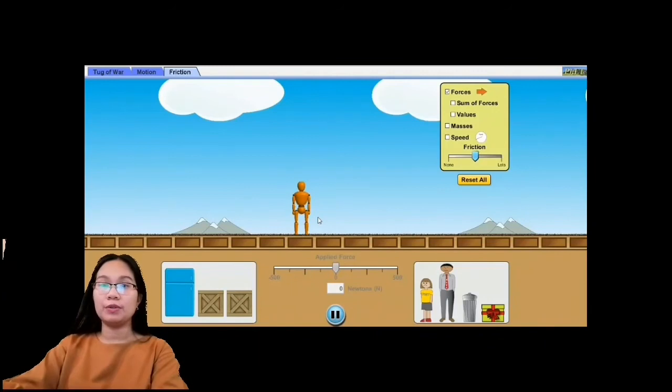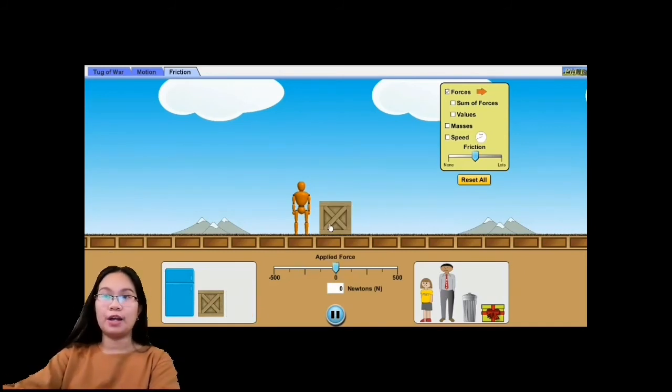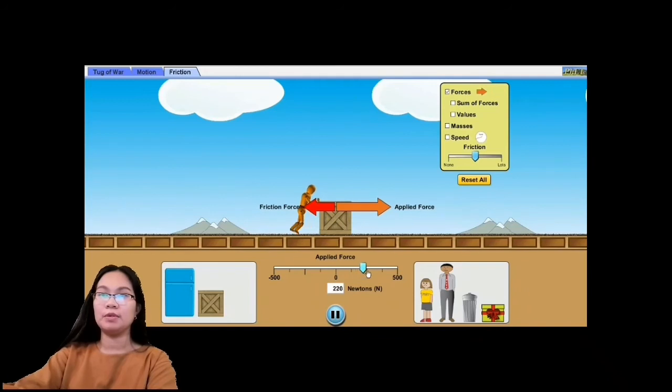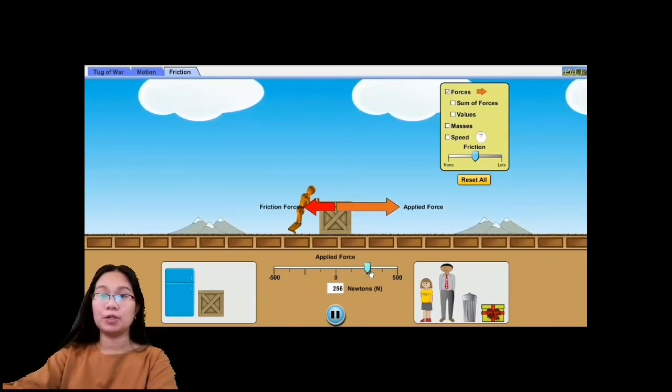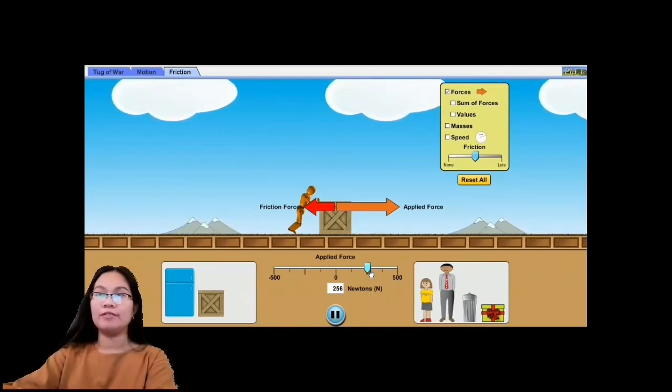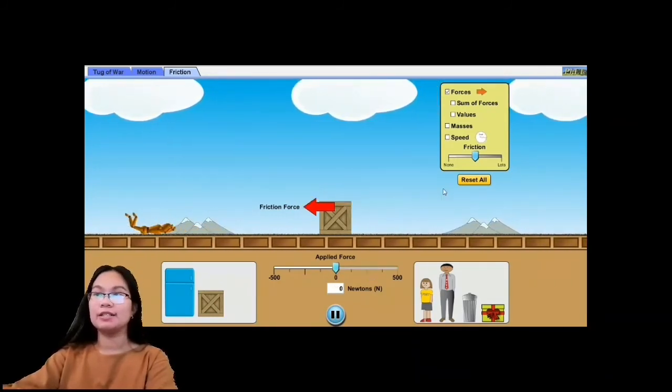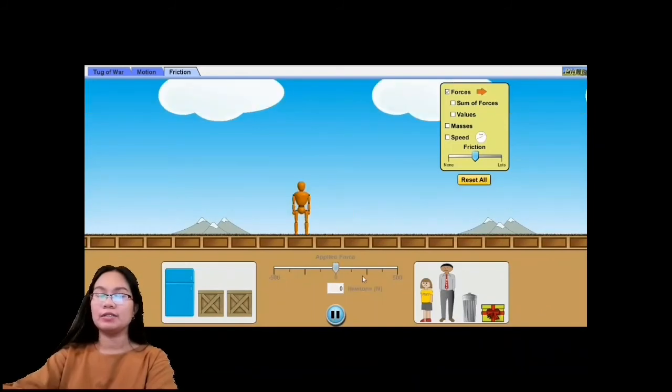Okay, so I want you to take a look at the animation. For example, you have here the crate, and then let's try to apply a force on this until it moves. So I want you to observe the motion of the crate. What if I add another mass? So let's reset it. I have applied 250 newtons.